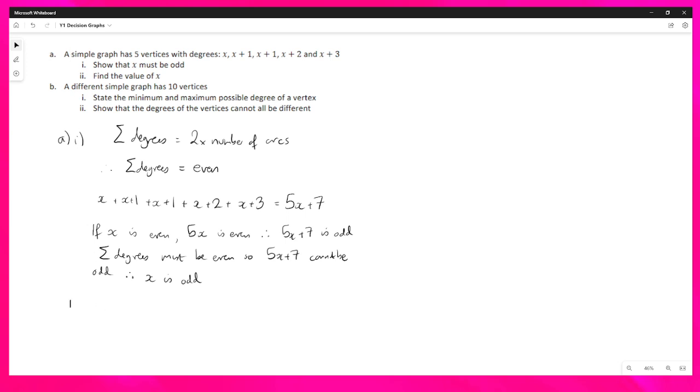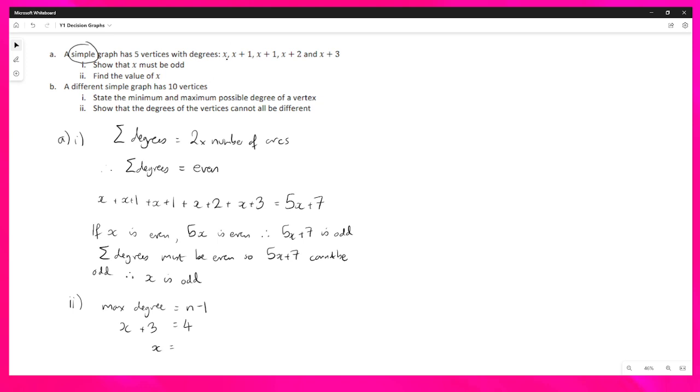Now finding the value of x, we know the fact that it's a simple graph. So for a simple graph, because there are 5 vertices, the maximum degree of any of the vertices must be n minus 1. So in this case it is 4. So we know that x plus 3 must equal 4.